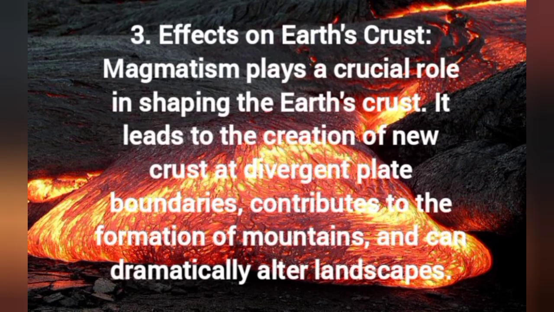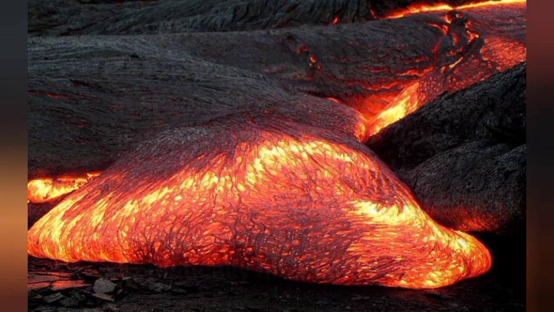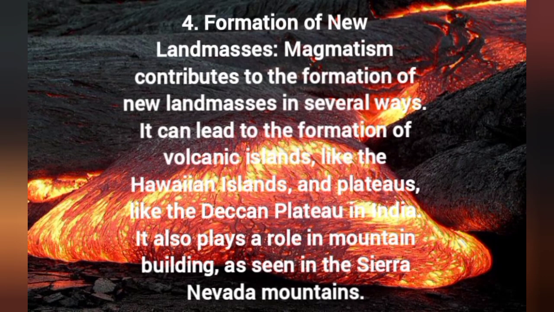Number 3. Effects on Earth's crust. Magmatism plays a crucial role in shaping the Earth's crust. It leads to the creation of new crust at divergent plate boundaries, contributes to the formation of mountains, and can dramatically alter landscapes. Number 4. Formation of new land masses. Magmatism contributes to the formation of new land masses in several ways. It can lead to the formation of volcanic islands like the Hawaiian Islands and plateaus like the Deccan Plateau in India.